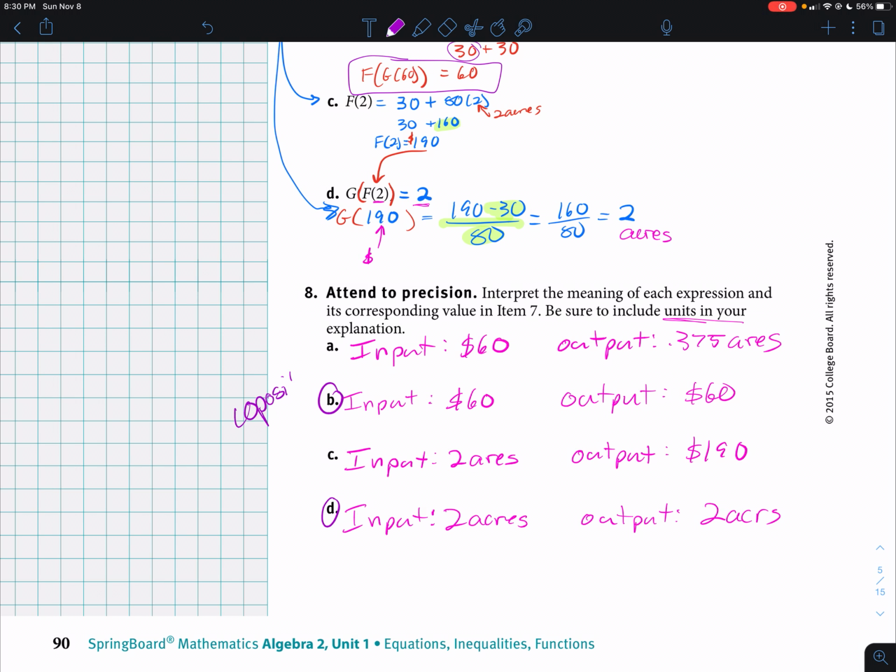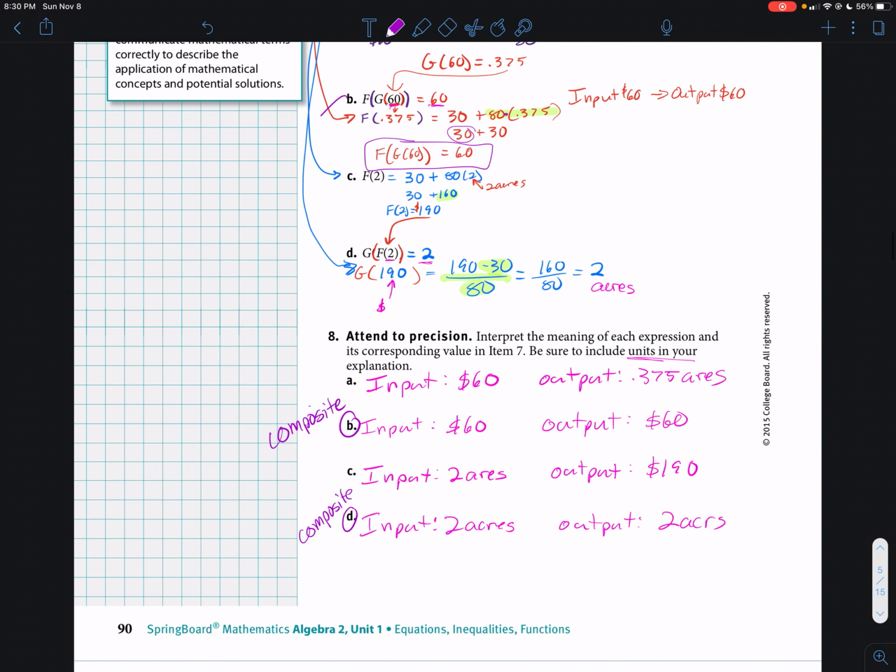And then on B and C, these are both composite functions. We were doing a composition on these two. Composite. These are both composite functions. So that's this one and this one. All the arrows.